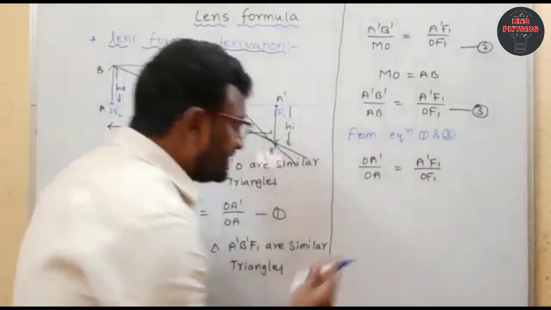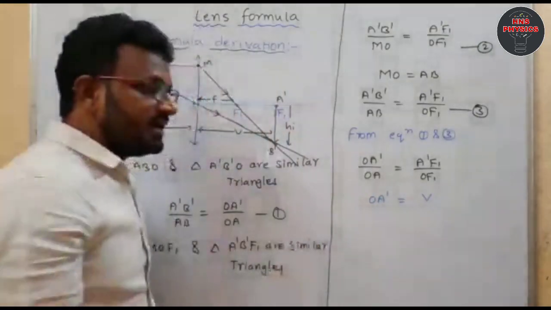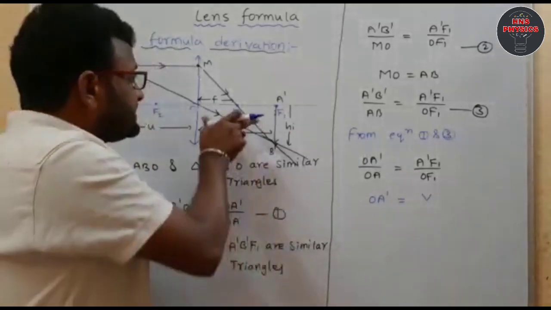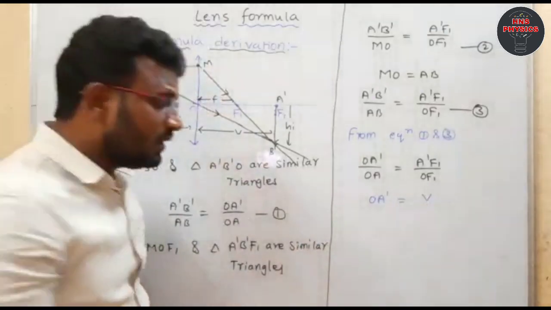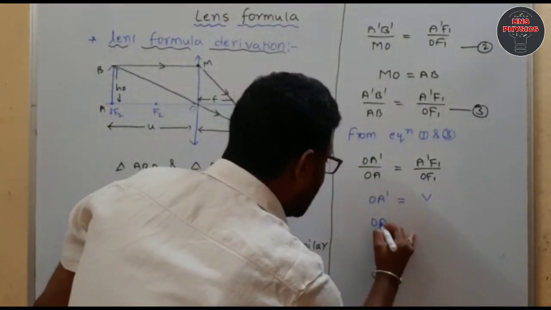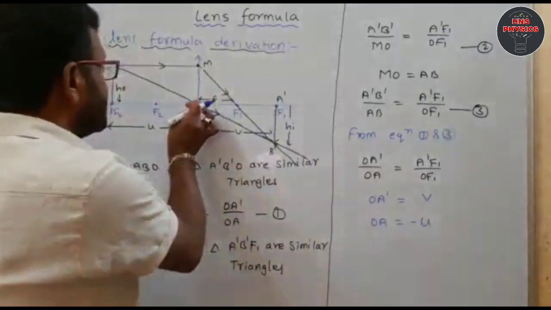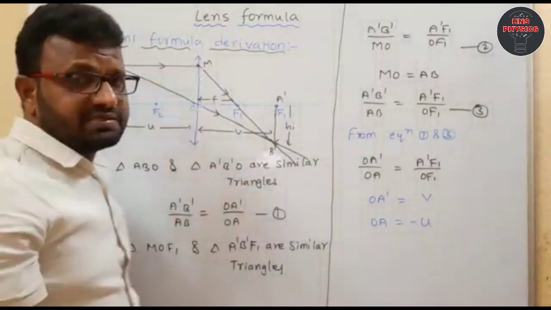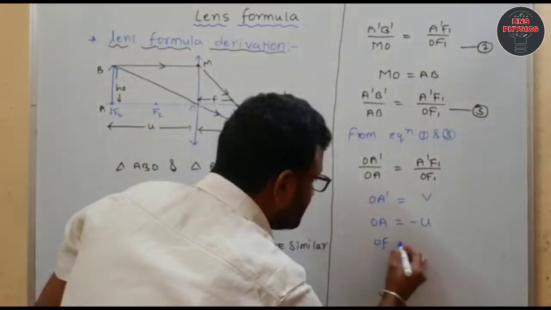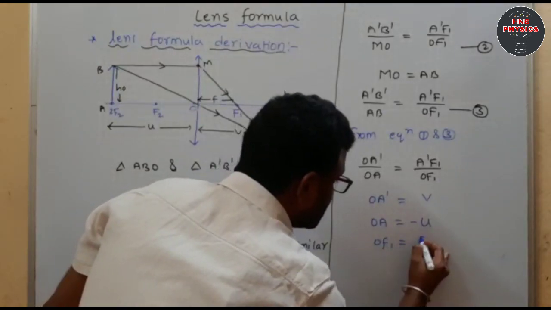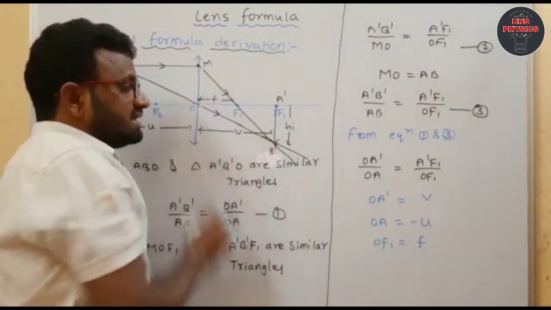So here OA dash is nothing but the image distance. We take it as a positive value because the distance is measured in the direction of the incident ray. That's why image distance is positive. Next, OA is nothing but the object distance, but we take a negative sign because that distance is measured opposite to the incident ray. So object distance is negative. Next, OF1 is nothing but the focal length, that is small f, and it is positive because that value is measured in the direction of the incident ray.